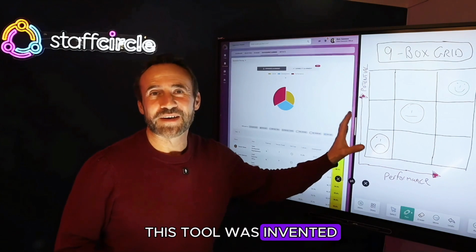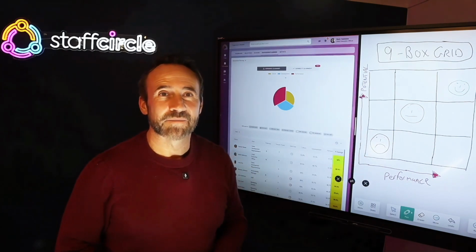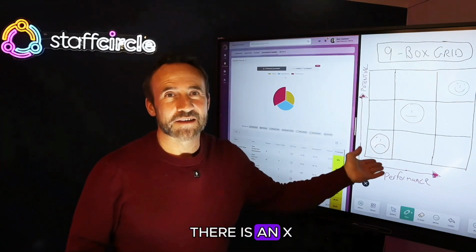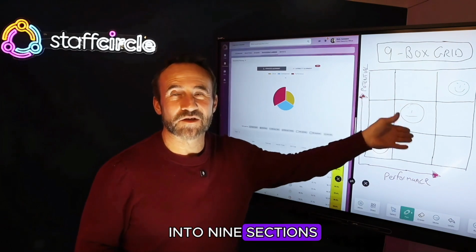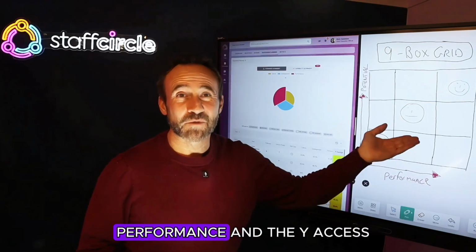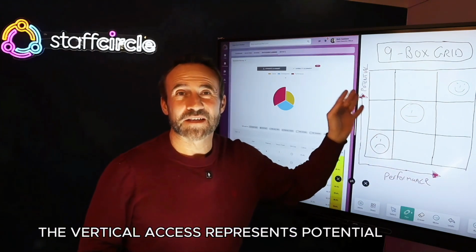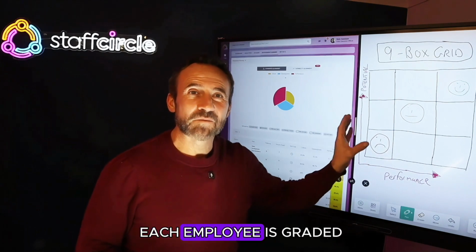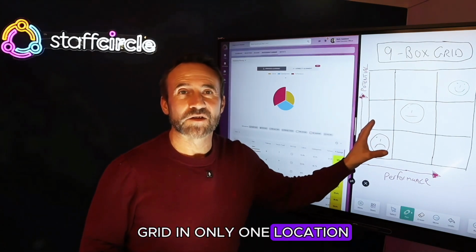This tool was invented in the 1970s by McKinsey & Company. And as you can see, there is an X and a Y axis chart, which is divided into 9 sections. The horizontal axis represents performance, and the Y axis, the vertical axis, represents potential. Each employee is graded and placed on this grid in only one location.